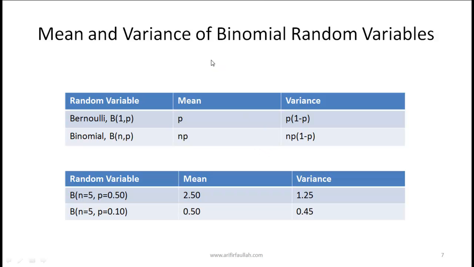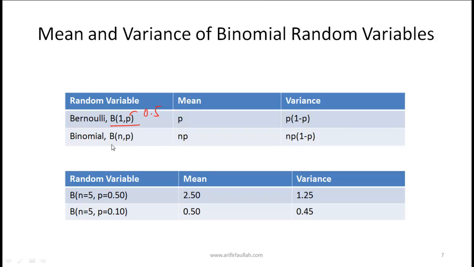Now let's talk about the mean and variance of a binomial random variable. For a Bernoulli, B(1,p) simply means, let's take the coin flip example, that we are flipping the coin once. p stands for the probability of success. So for a coin flip, p would be 0.5. Now the mean value or the expected value is simply 0.5 and the variance is 0.5 times 0.5. What's more interesting is the mean and variance for a binomial.